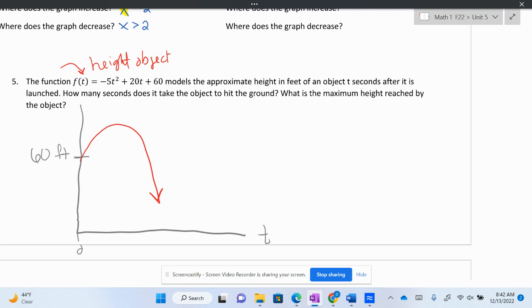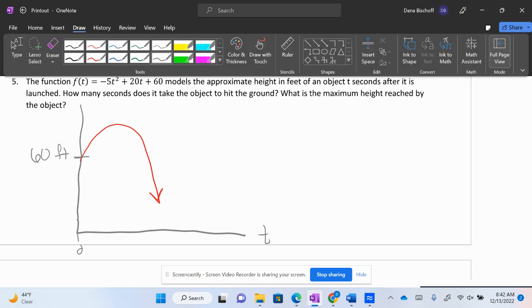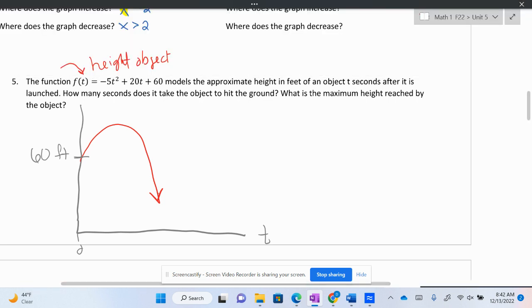in the air. So imagine standing on the rooftop. You're on the roof and you're launching something up in the air and it's going to fall back down, right? So you're launching your math textbook or your Chromebook or whatever it is, okay? So we need to figure out after how many seconds does it take the object to hit the ground? Well, when it hits the ground, what is the value of my function? Like, what is the height of my function?